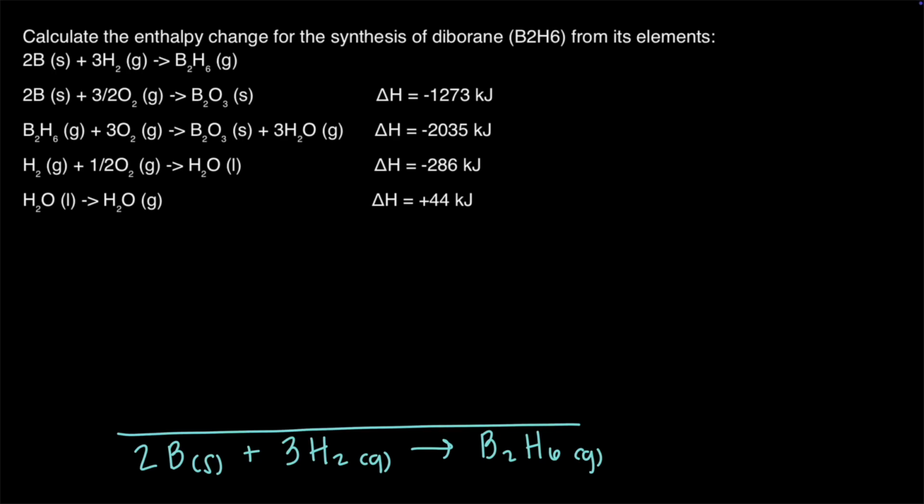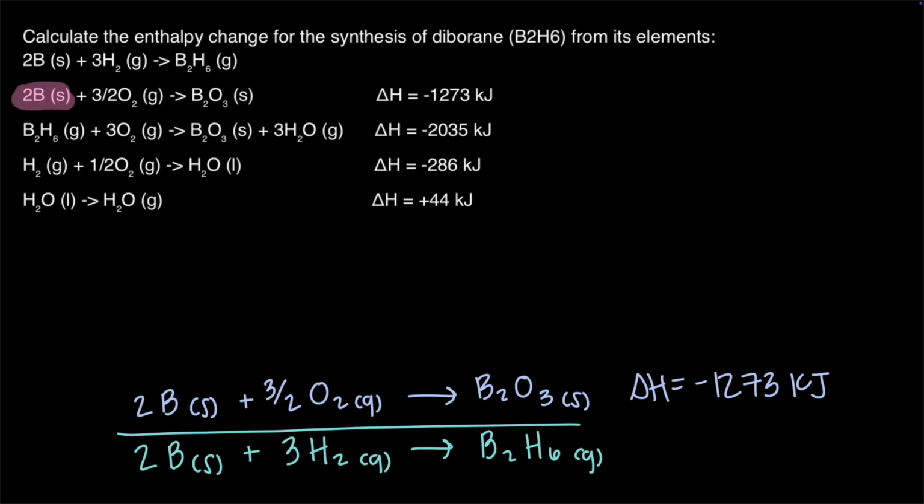B solid is in our final equation and is only found once in the first equation given. Is boron on the correct side and in the correct amount? In the final equation, boron is on the reactant side and there are two of them. In the given equation, it is also on the reactant side and there are two of them. They match, so we will rewrite that equation without any changes. Cross it off and look for the next compound.